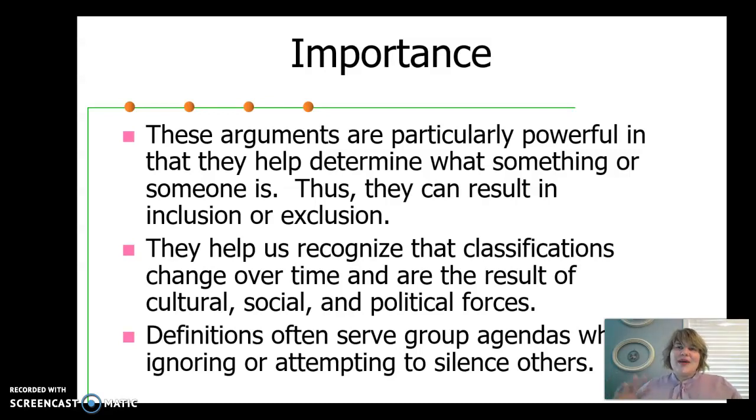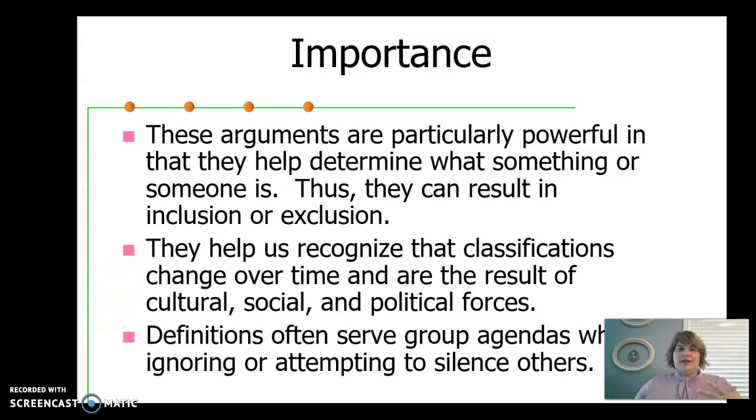And then, of course, definition can be used in a bad way. It can be used negatively. It can be used to group and label groups of people and to disempower and disenfranchise those groups of people. So it's a very powerful style of writing, thinking, and can be very persuasive.